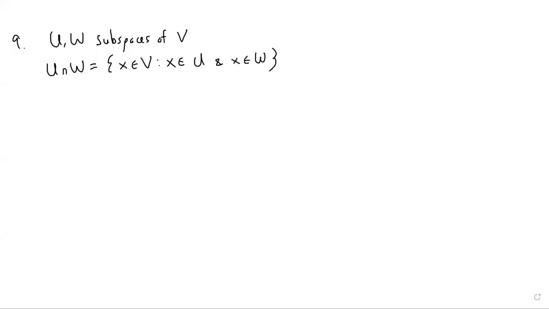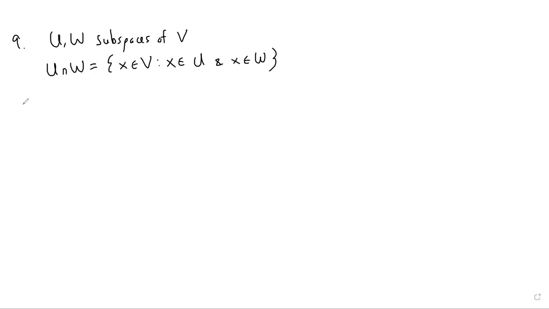So we've got a subspace problem where we know that U and W are subspaces of V, and we want to show that their intersection must also be a subspace. And so by definition, an intersection is all of the elements that are contained in both U and W.